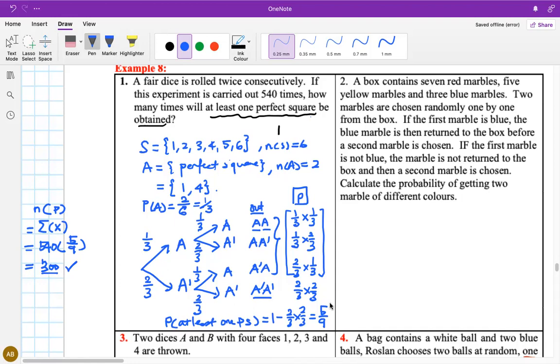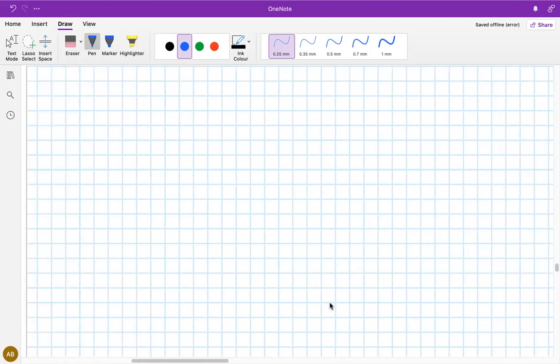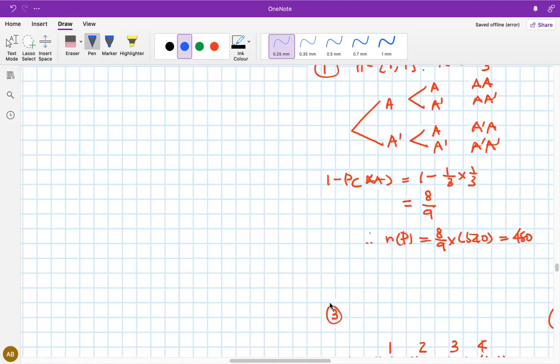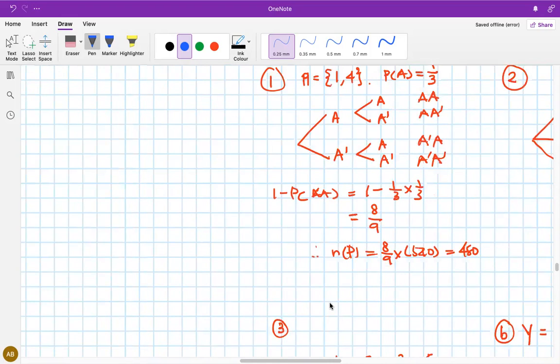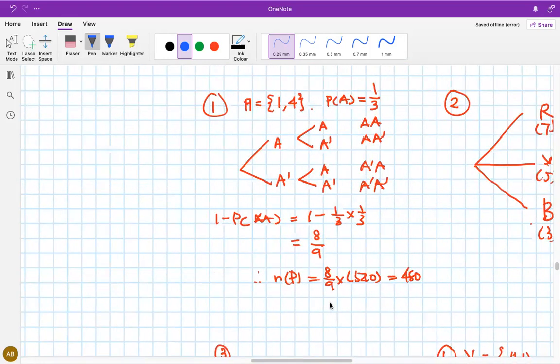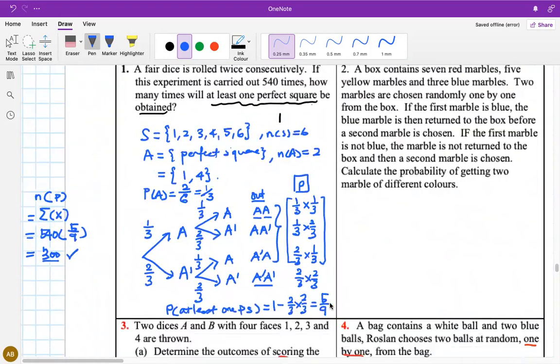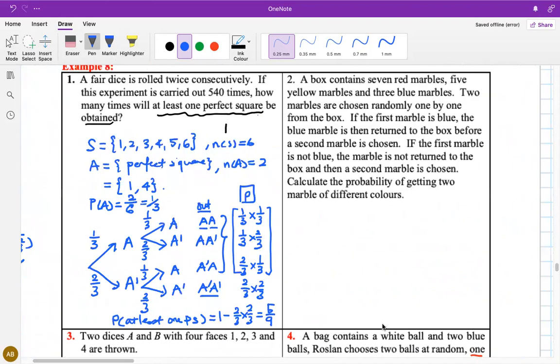Okay. Right. So you can check the answer that I already did. I think this one is wrong, huh? Okay. So at least one perfect square. Right. So we go to number 2.